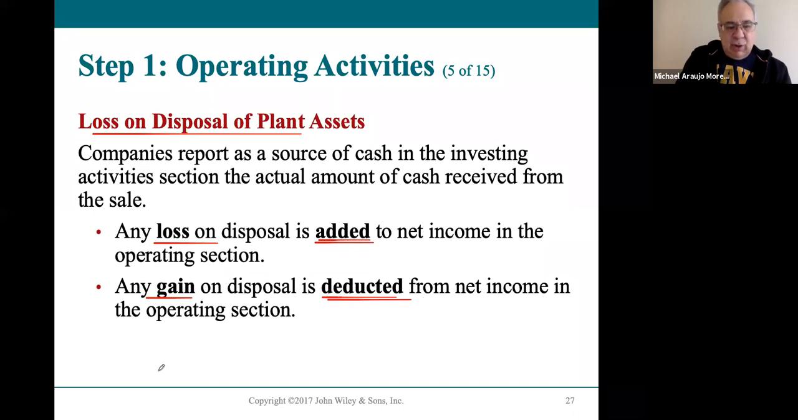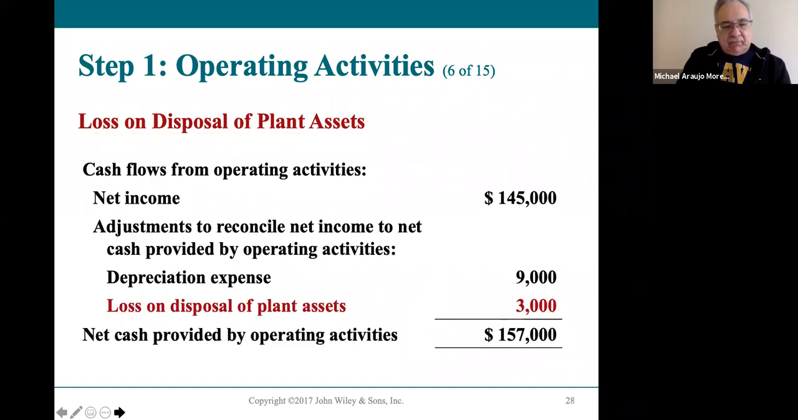Okay. So in this case, the company had a loss on disposal of plant asset. That was part of our information. And we add that back in because literally it did not take any cash out of the company. So we add that back in. So now we have cash provided by operating activities that has increased to $157,000 from the net income. We're not done yet.